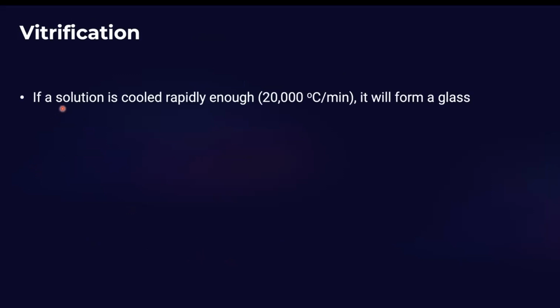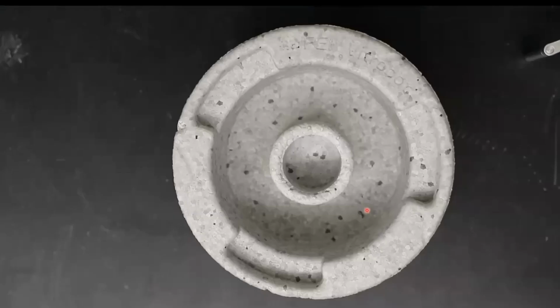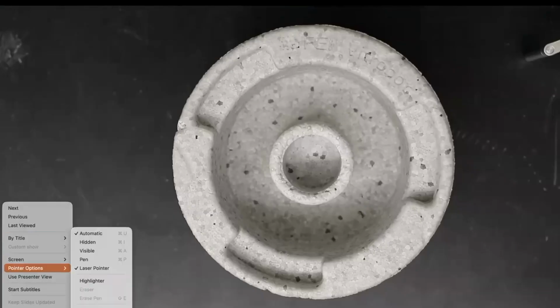That means you can vitrify water by cooling so rapidly, about 20,000 degrees Celsius per minute, that it forms a glass. This entire process of rapid cooling of any liquid medium in the absence of ice crystals is called vitrification. And how it is done, particularly when you have a biological sample in water, you cannot take up on that.